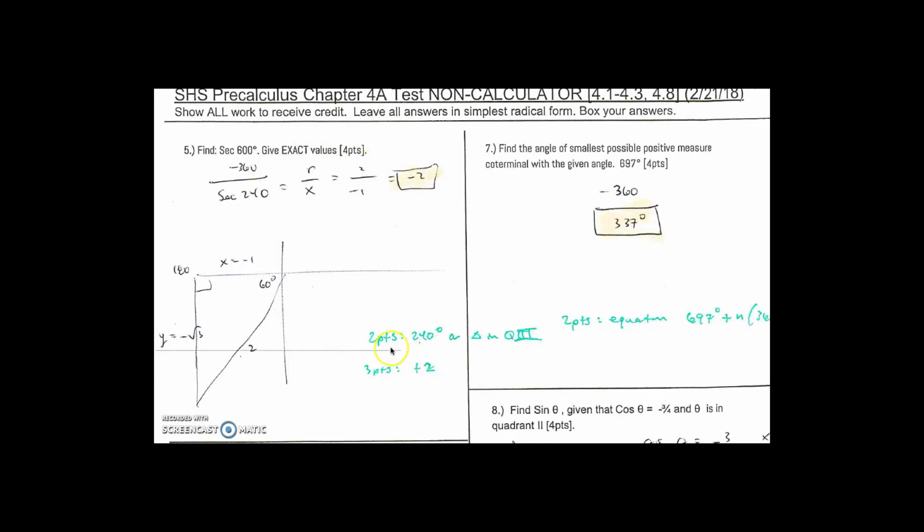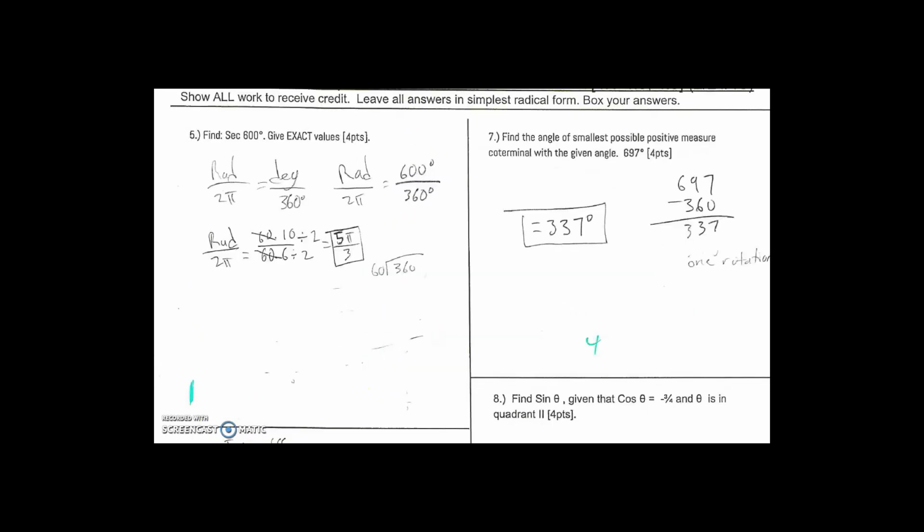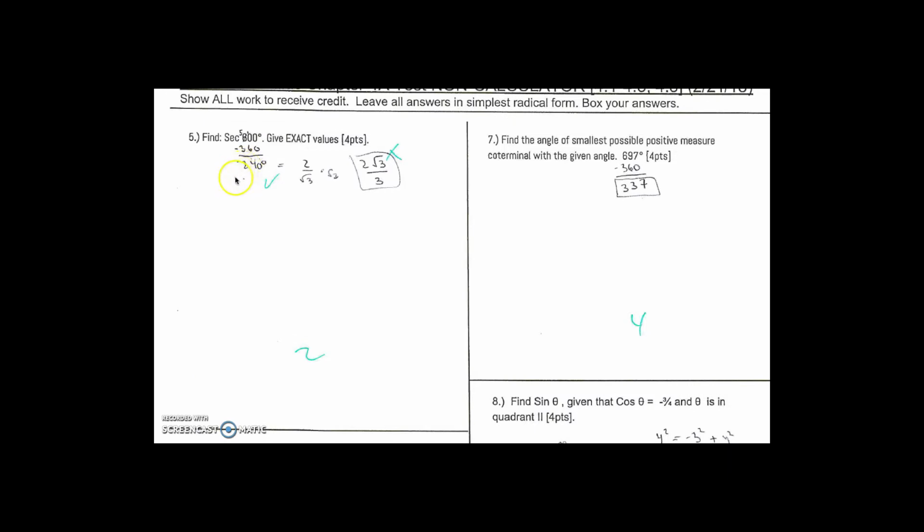I gave you partial credit, 2 points, if you found that 240 degrees is the coterminal angle, or that the triangle is in quadrant 3. And then a common mistake here was I gave you 3 points if you wrote positive 2. Here's some student work where the student thinks they're trying to go from degrees to radians, not what I asked for there. Student got to 240 degrees but didn't know what to do there.